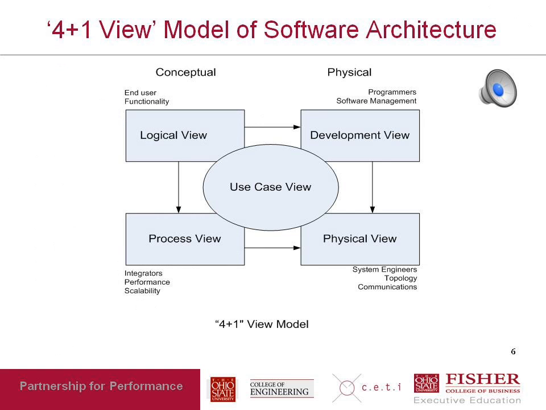Another way to look at architectural views is to try and understand what views are necessary in order to describe an architecture. Philippe Kruchten from Rational Software Corporation came up with the 4+1 view model of software architecture. He said you need these five views to properly describe a software architecture. In the middle is the use case view, which describes the functionality the architecture has to implement.